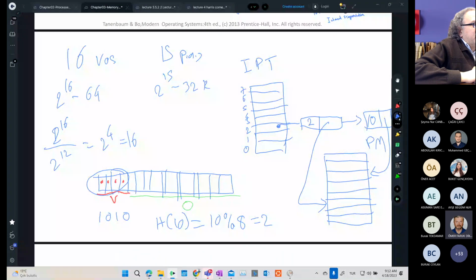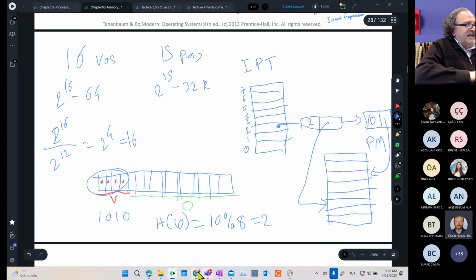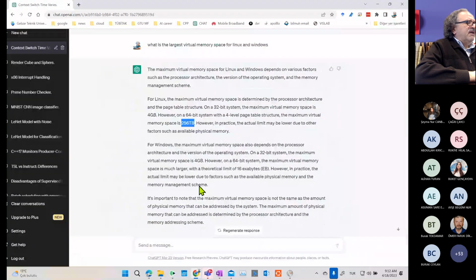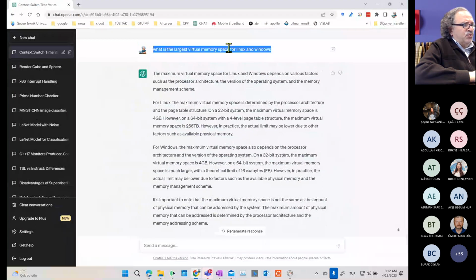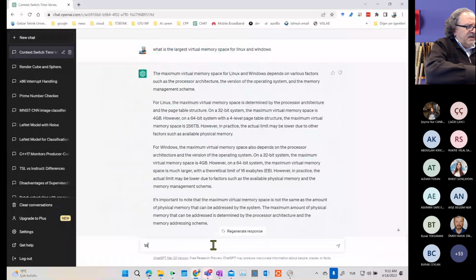Windows and Linux don't use inverted pages. They prefer multi-level pages. Why? I don't know. That's a company policy. Well, I mean, the company policy doesn't mean that they should do something stupid. Why doesn't Linux use inverted page tables?